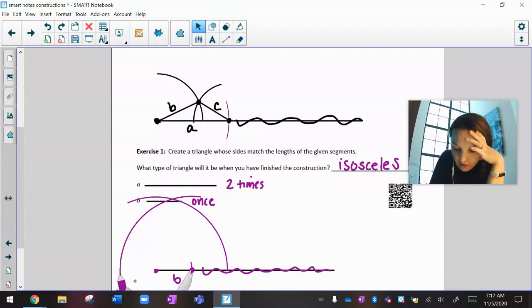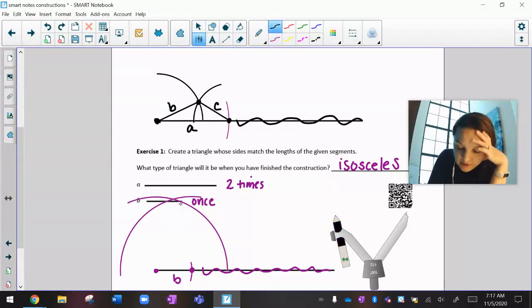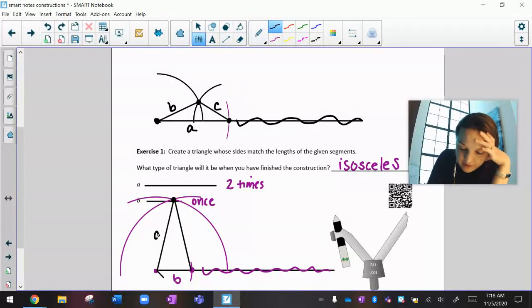I'm going to draw another arc, and where those two arcs intersect is going to be the top of my triangle. So there's the top of my triangle, the vertex. Connect the left-hand side to the vertex. Connect the right-hand side to the vertex. And these are each A units long.